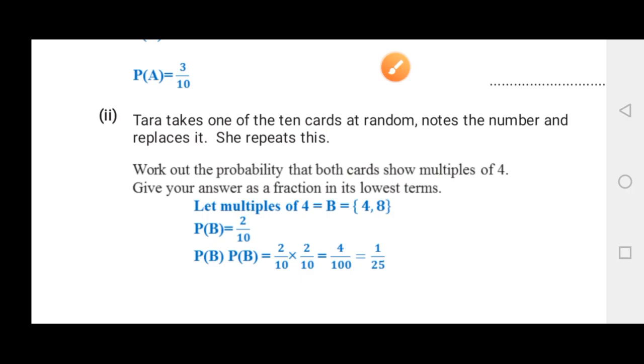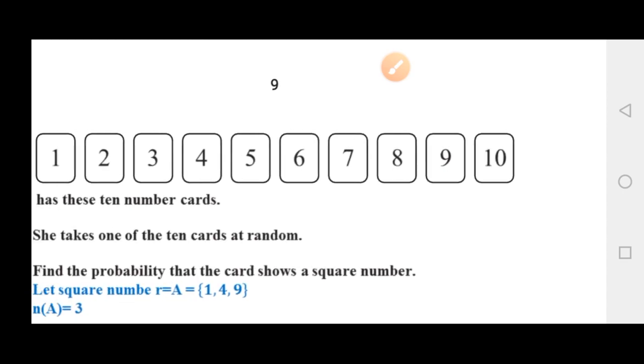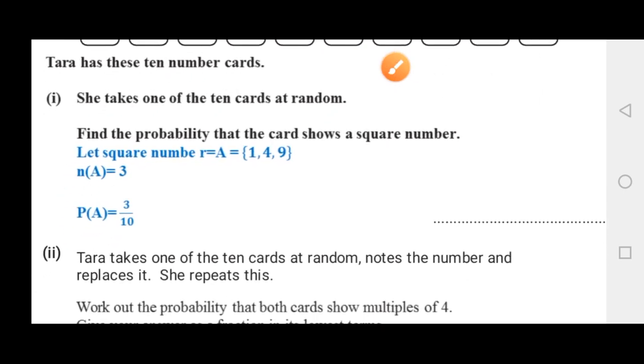Multiple of 4 means we have to choose from these cards which are multiples of 4. 1 is not a multiple of 4, 2 is not, 3 is not, 4 is a multiple of 4, 5 is not, 6 is not, 7 is not, 8 is a multiple of 4, 9 is not, and 10 is not. So the multiples of 4 are 4 and 8. These are two cards which are multiples of 4.